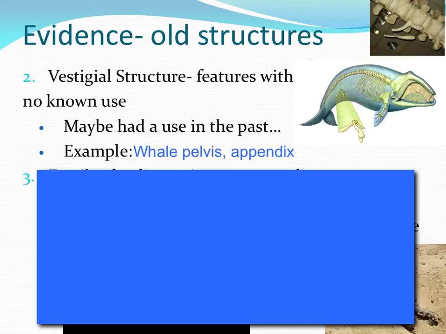Another example that's commonly given would be the human appendix. We don't really know what it does, although there are some hypotheses about it now. Of course, this is a good time to talk about the fact that just because you can live without it does not mean that it is a vestigial organ. For example, you can take out one of your kidneys and you can live without it, but that does not make the kidney a vestigial organ.